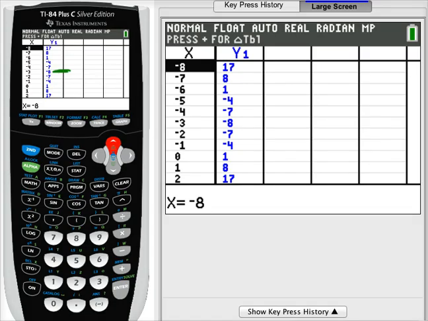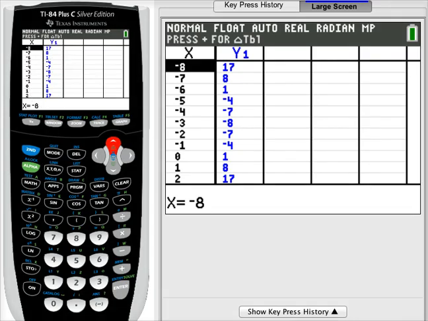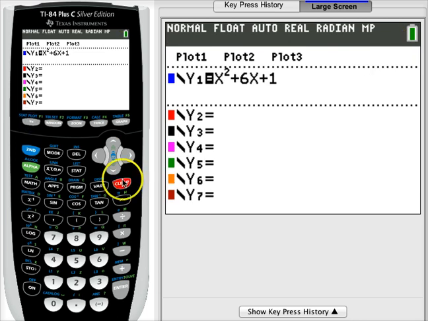So I'm going to go into my calculator to do my first example. So I go back to y equals, clear out an equation if there's already one there, and I'm going to type this in. X squared plus 4x minus 1.